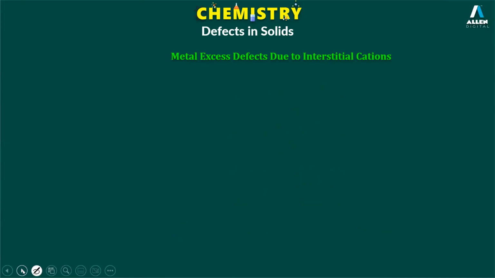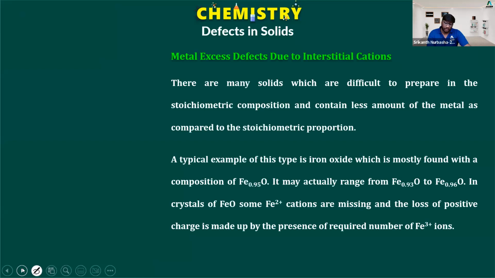And then we have the last type, metal deficiency. There are many solids which are difficult to prepare in the stoichiometric composition and contain less amount of metal. These are metal deficiency defects. A typical example of this type is iron oxide, which is mostly found in the composition Fe0.95O. It may actually vary from Fe0.93O to Fe0.96O.